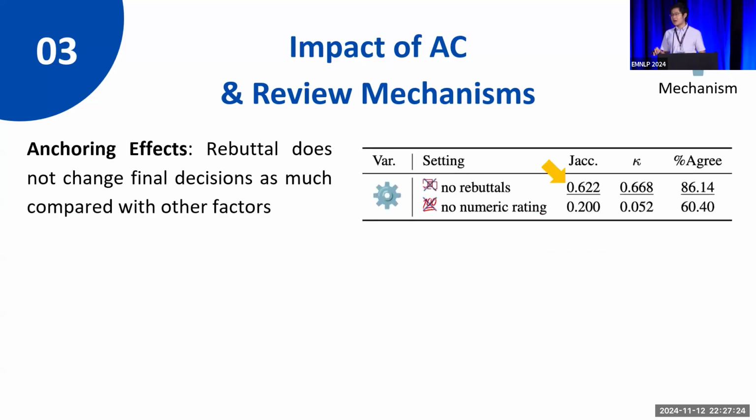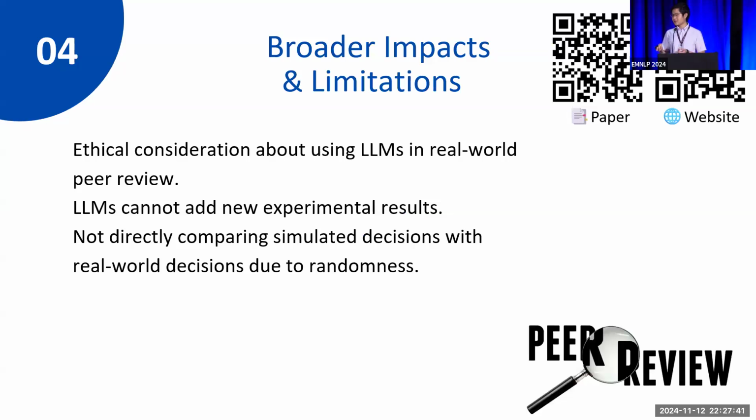So we also have more results like anchoring bias, which means the rebuttal phase does not have such a huge impact on the change in the final decisions. Because of time constraints, I won't dive too deep into these, but I'll directly introduce the broader impact. Although we do this entire simulation using LLM agents, there are certain ethical considerations about LLMs in real-world peer reviews. And current LLMs also have certain limitations in doing these simulations. For example, they cannot add new experimental results as we humans do in real-world conferences.